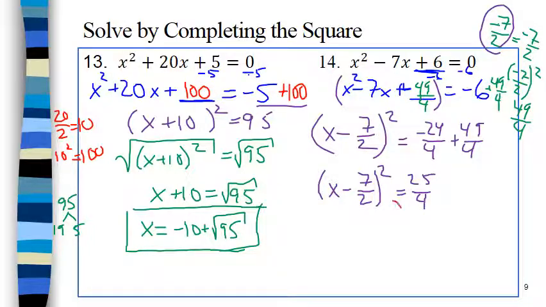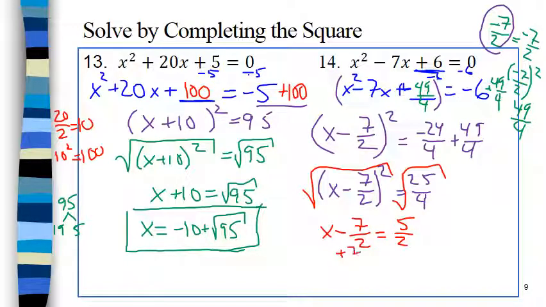I can go ahead and take the square root of both sides. So I end up with x minus 7 over 2 equals 5 over 2. Add 7 over 2 to both sides, so add 7 over 2, add 7 over 2, and x equals 12 over 2, or 6. And there's my answer.